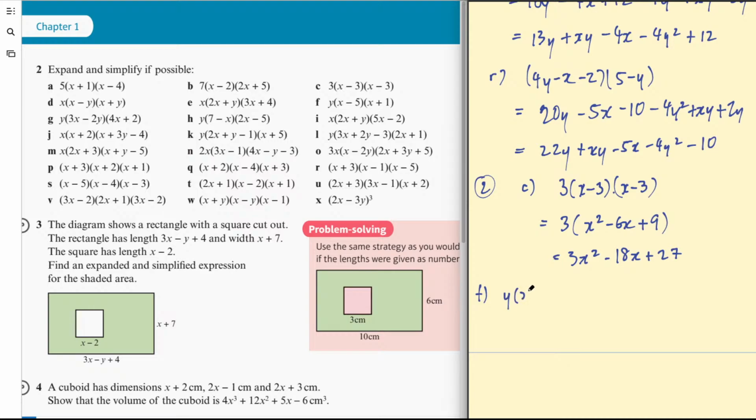For part F, we've got y multiplied by x, take 5 multiplied by x plus 1. Again, expand the brackets. We've got x squared, x take 5, that would be negative 4x take 5. And then multiply everything by y, so this would be x squared y take 4xy take 5y.